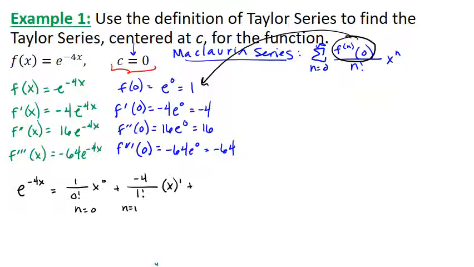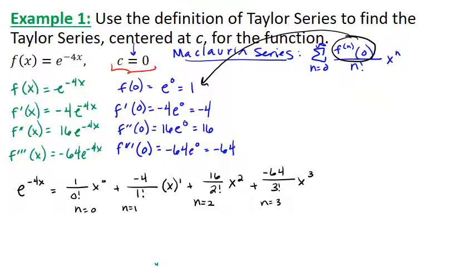Okay, so now we'll plug in n equals 2. So when n equals 2, we have 16 in the numerator. Then we have 2 factorial times x squared plus n equals 3. That gives us negative 64 over 3 factorial times x cubed. Okay, so we want to see what's happening here. We want to try to identify what this pattern is.